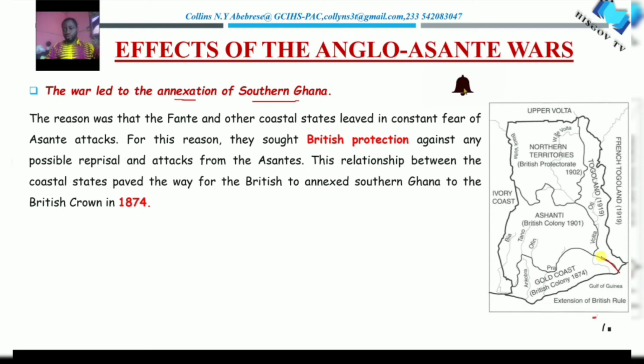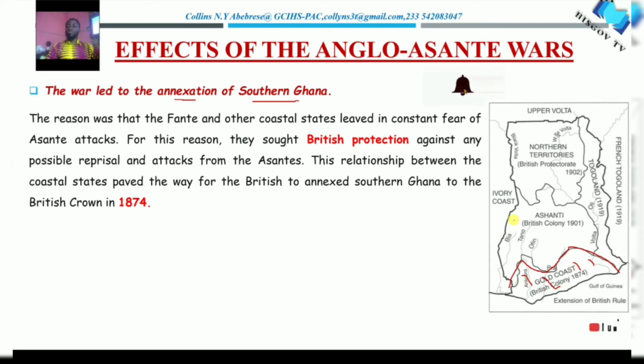So when you hear Gold Coast, this is the area that was referred to as the Gold Coast. Okay, this area is what we refer to as the Gold Coast or southern Ghana. When you hear southern Ghana, you'll be hearing it in our subsequent lessons. Now, the British colonized this area in 1874.